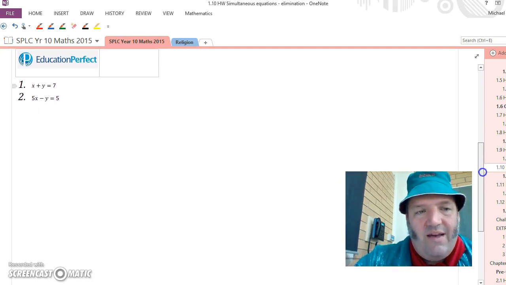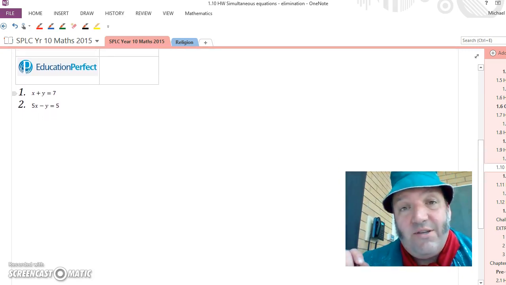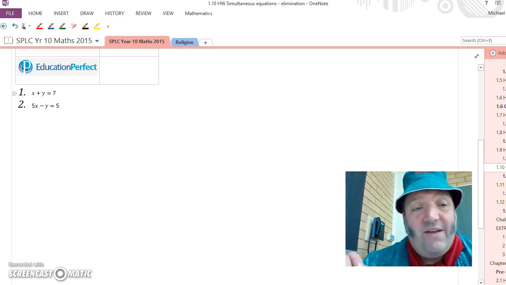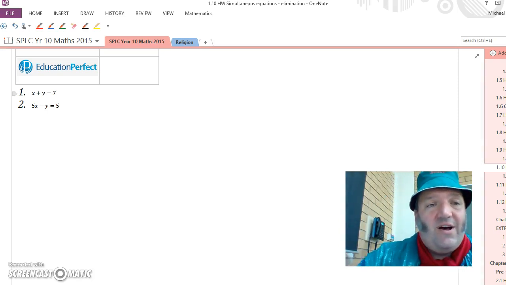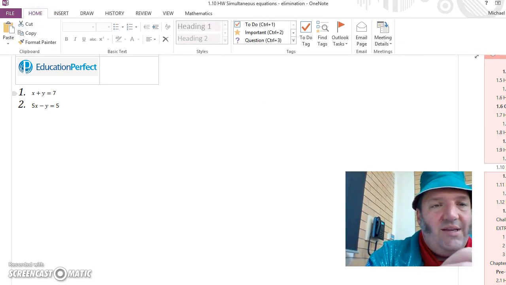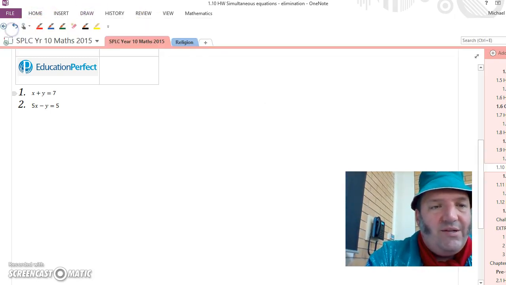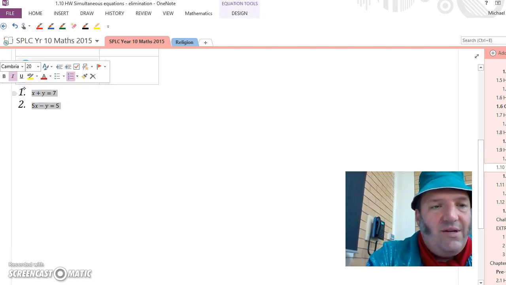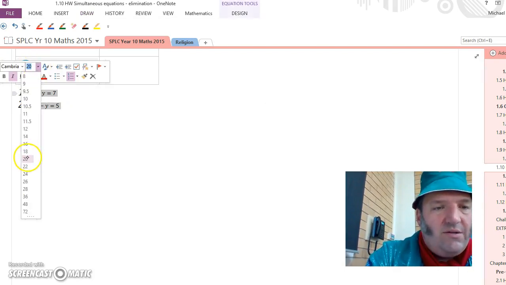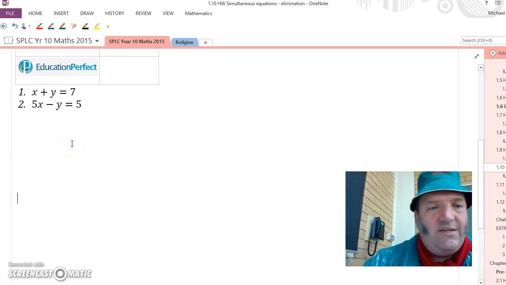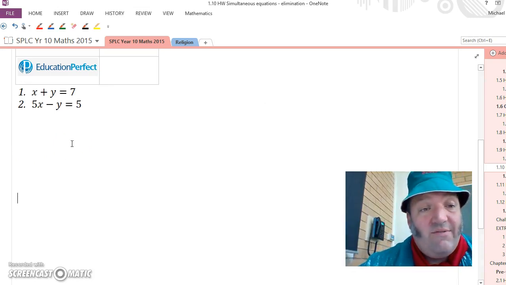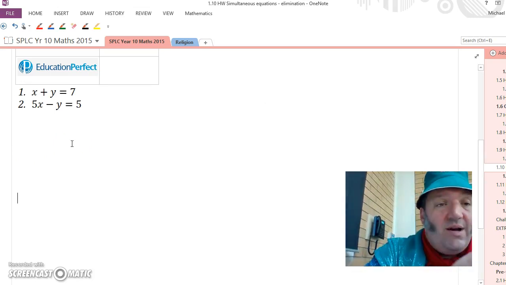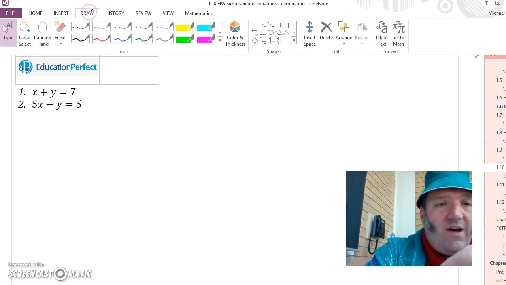Over on the left here I have equation 1, x plus y equals 7. Equation 2, 5x minus y equals 5. Now unfortunately, it keeps changing the font on that for me. I'm going to make it a little bit larger just in case that's hard to see on your screens. There we go, that's nicer. x plus y equals 7. 5x minus y equals 5.